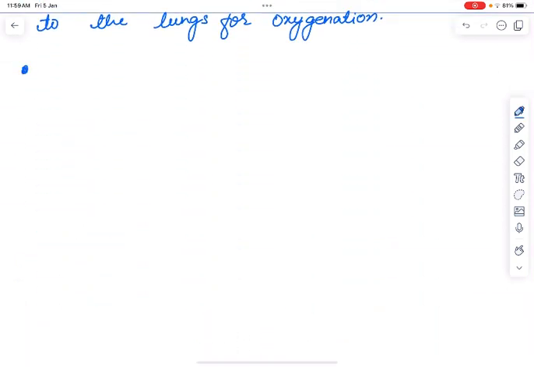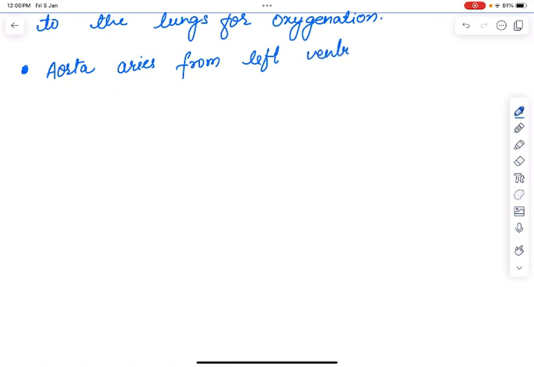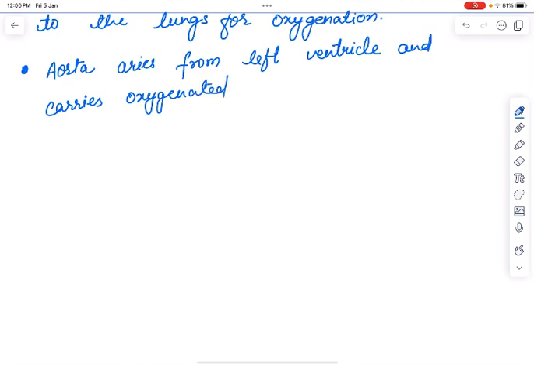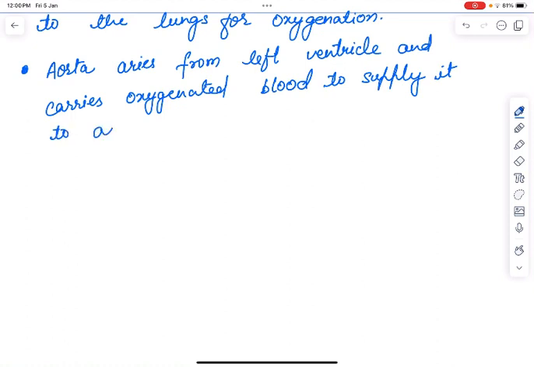Second one is aorta, arises from left ventricle and carries oxygenated blood to supply it to all parts of the body.